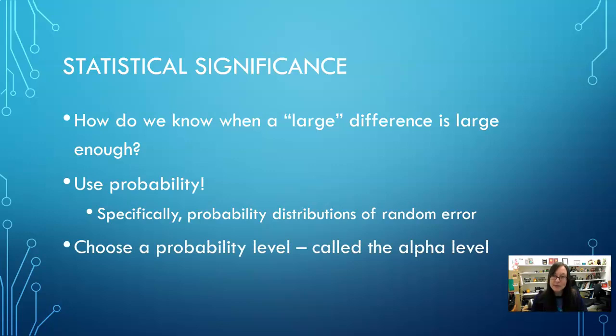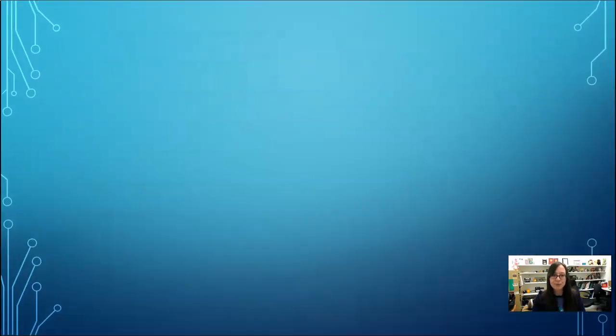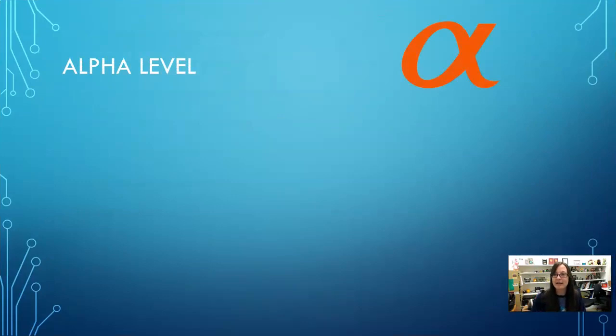At this point, we choose a probability level, and this is called our alpha level. This is basically the cutoff point that we determine that large is large enough. Looking at that normal curve, how far into those tails do we have to be before we say that's far enough, that's a big enough difference that we can say it's not just because of random error? That's the alpha level, and that's the symbol there. That's just the alpha symbol.